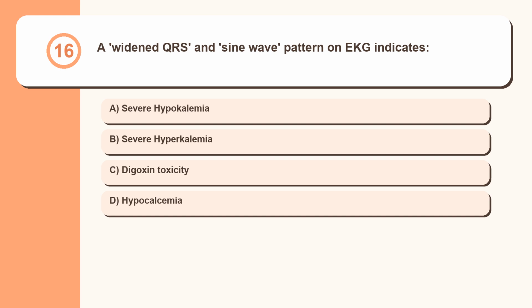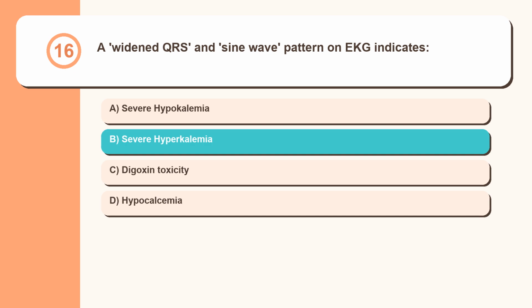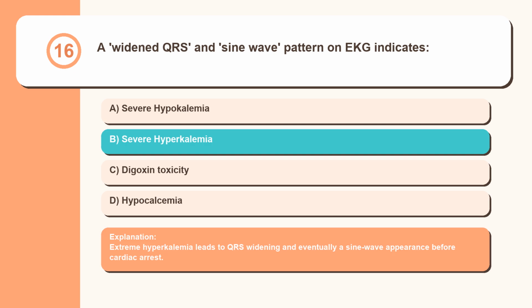Question 16. A widened QRS and sine wave pattern on EKG indicates severe hypokalemia, severe hyperkalemia, digoxin toxicity, hypocalcemia. Extreme hyperkalemia leads to QRS widening and eventually a sine wave appearance before cardiac arrest.